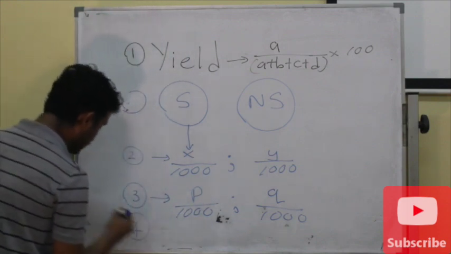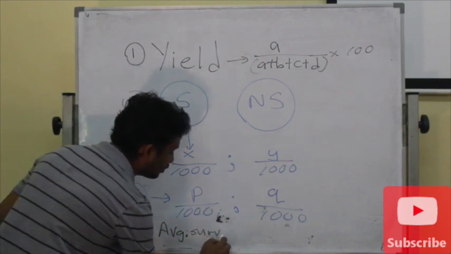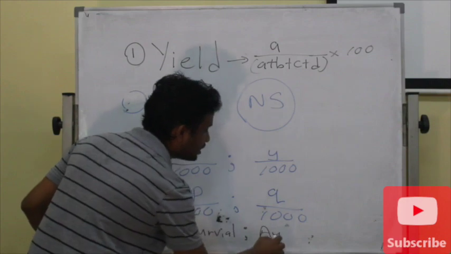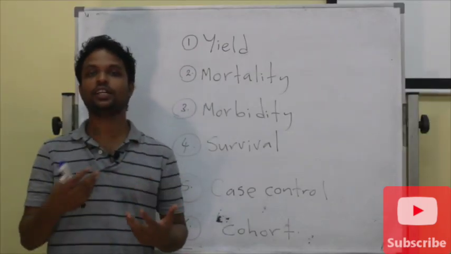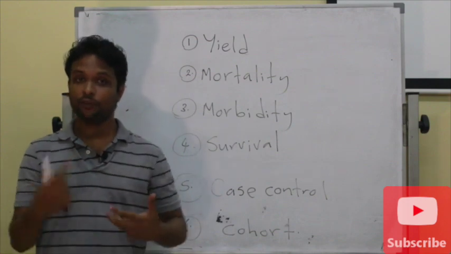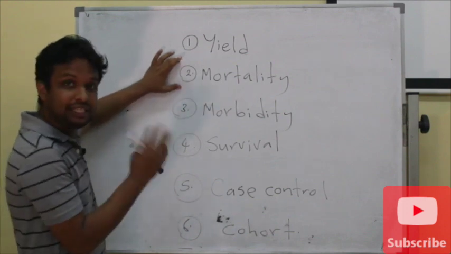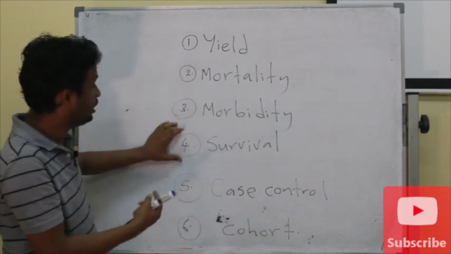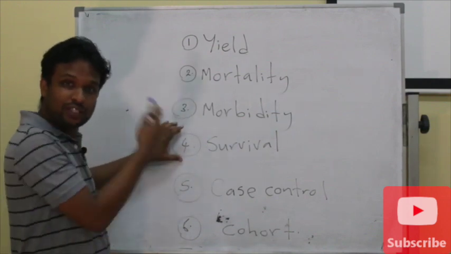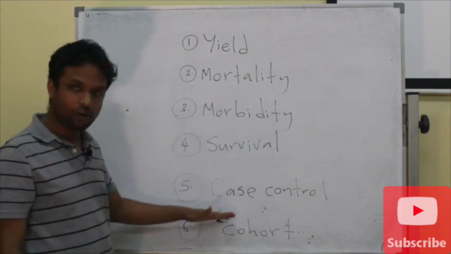So here you can calculate the average survival duration. Here also the average survival duration of the non-screened population. If I summarize the methods that we can apply to evaluate the effectiveness of a screening program: yield, which we discussed; comparing the mortality and comparing morbidity between the screened population and non-screened population; comparing the survival of the screened population and non-screened population; and specifically case control studies and cohort studies.